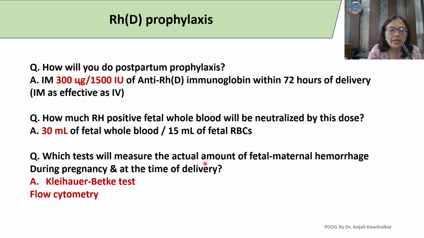Which test will measure the actual amount of fetal-maternal hemorrhage at the time of delivery or throughout the pregnancy? It is the Kleihauer-Betke test. And the second test, which is emerging now, which is a better test with greater reliability, is flow cytometry.